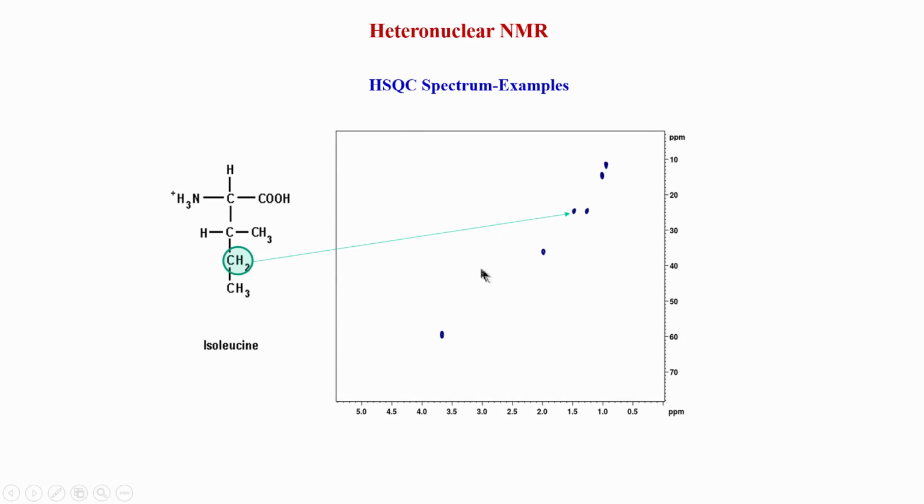Then comes the beta proton, there is a single proton, single peak, and this comes around 39 ppm, the carbon is 39 and the proton is around 2 ppm. And the alpha proton again is shifted down, around 60 ppm, mainly because of these 2 groups which have a de-shielding effect.